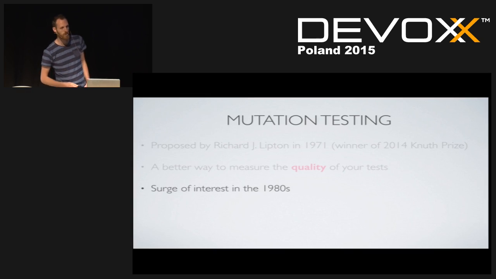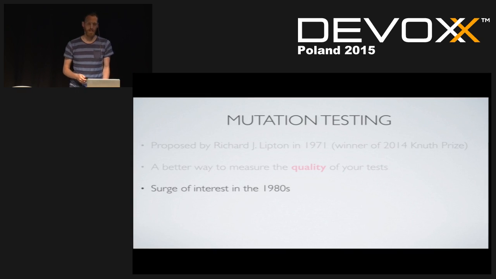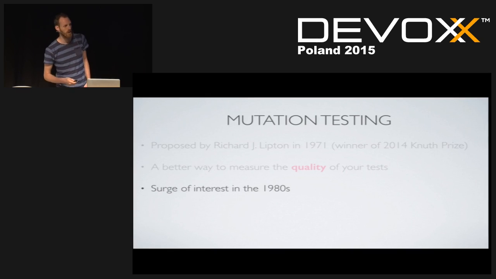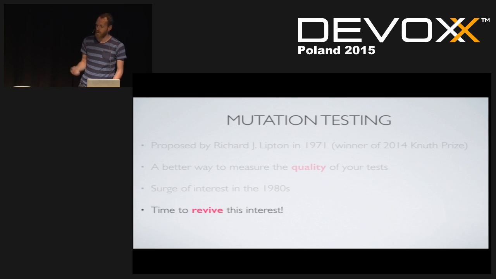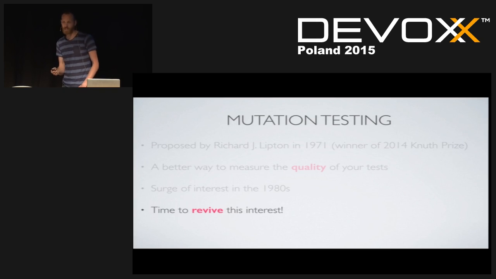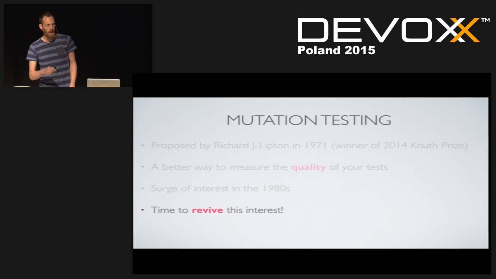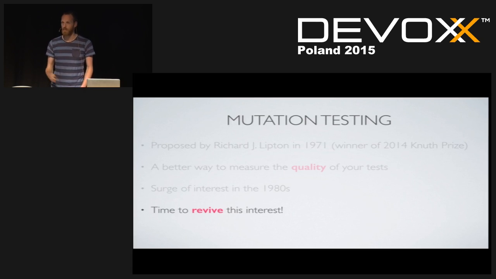There was a surge of interest in the 80s, but it declined. Actually, about 5 years ago, only universities and thesis papers were being written about the subject. It isn't widely used. But yeah, it's time to revive that. There was one serious problem with mutation testing. That was performance. I'm saying was. We'll talk about that later, about how you can improve the performance and what the problem was.